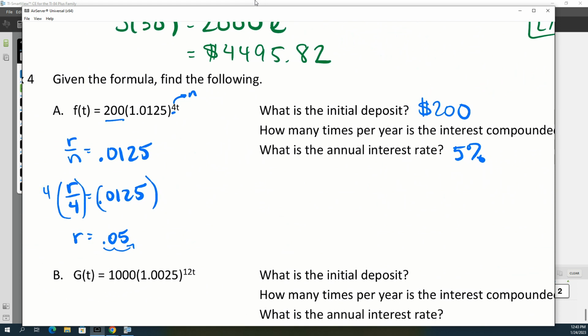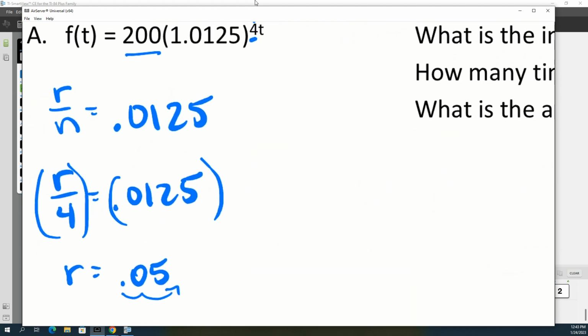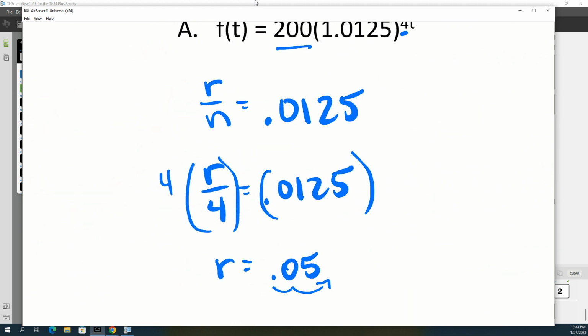Yes, ma'am. Did you type the R in the calculator? Right, when I'm doing this part? No, what I did is, okay, I see what you're saying. What I did is I just multiplied by 4, which would cancel out those 4s, and it just leaves you with R. And then over here, I didn't write it. I multiplied that by 4, and it gives you the 0.05. Okay.